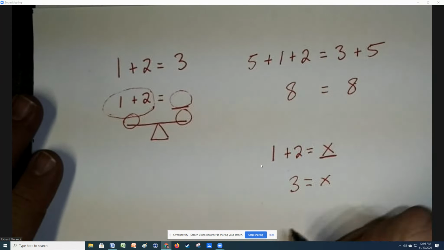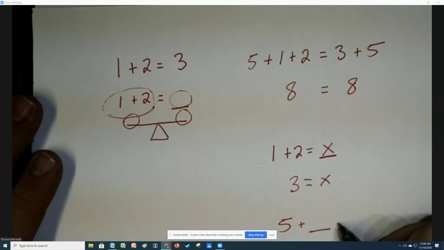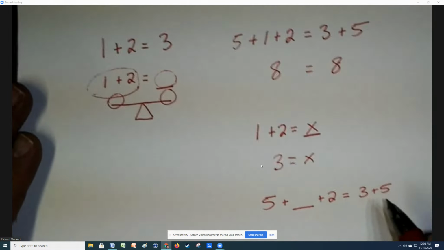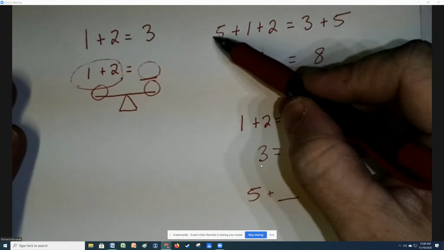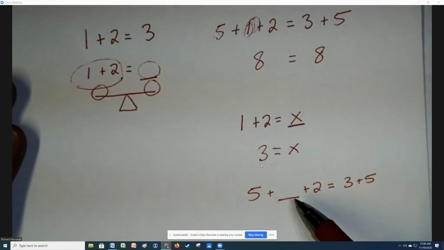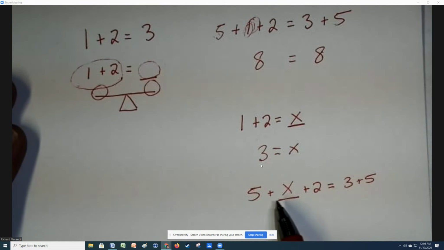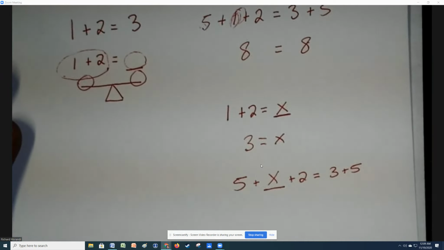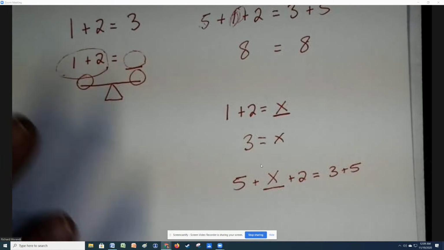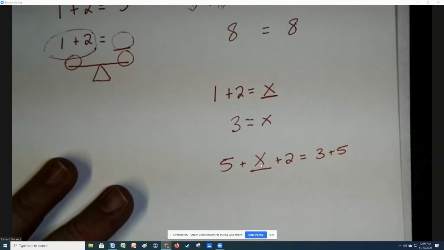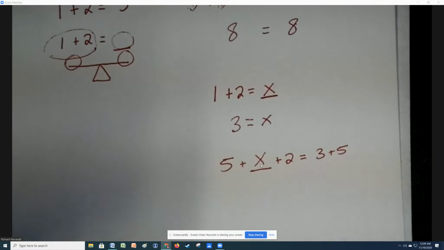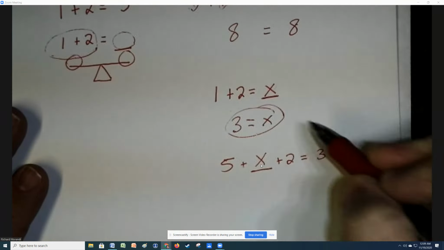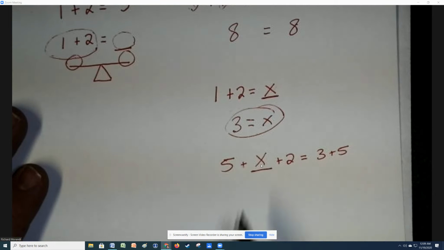Sometimes it might be written another way. It might say 5 plus what number plus 2 equals 3 plus 5. I've just taken the 1 from up here, removed it, and replaced it with a blank or with an x. This is a little bit more complicated, but I always start the same way. I combine like terms and try to get the variable alone, so that it ends up with the variable on one side equal to something.